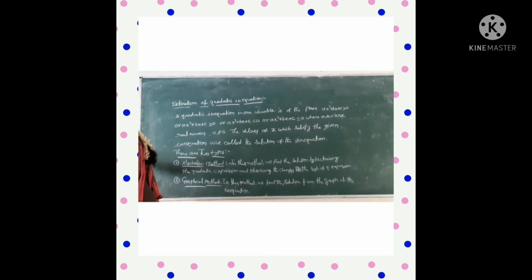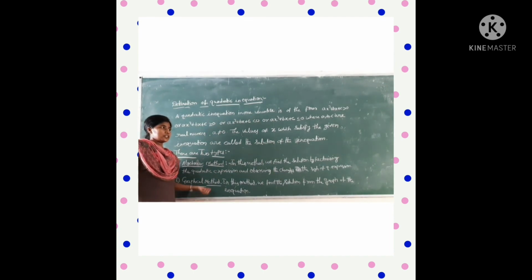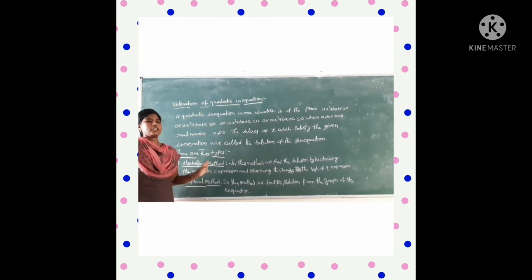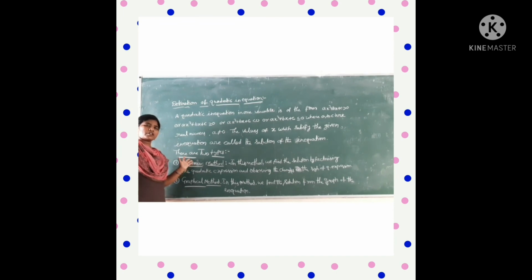Okay, see here the definition of quadratic inequation. In this lesson, the last topic is quadratic inequations. What is that? We know that generally in an equality, the left side and right side are equal. Here inequation means not an accurate value, but some greater value or lesser value.